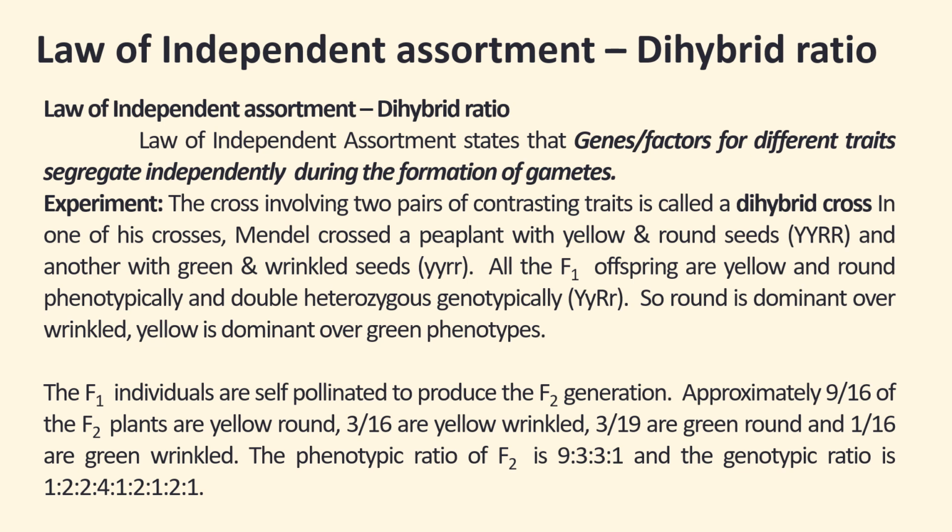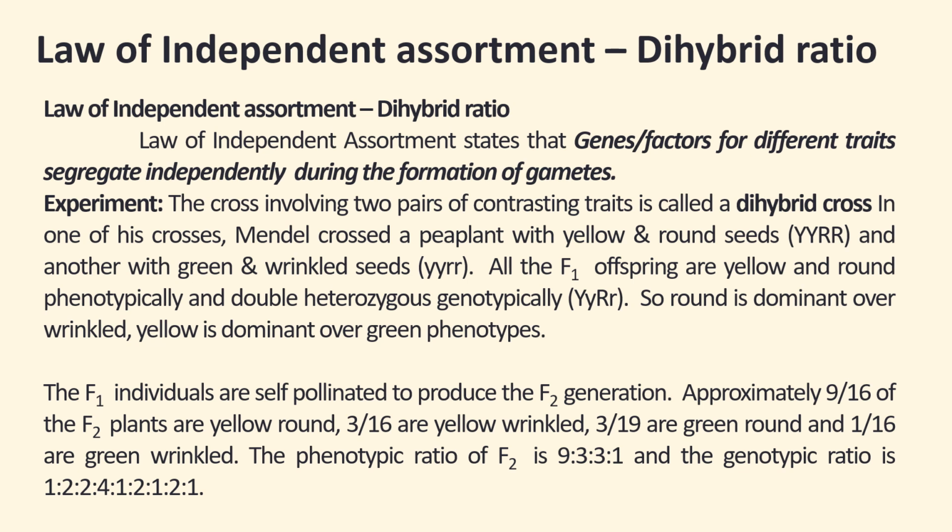Law of independent assortment, dihybridization. Law of independent assortment states that genes or factors for different traits segregate independently during the formation of gametes. Experiment. The cross involving two pairs of contrasting traits is called dihybrid cross.